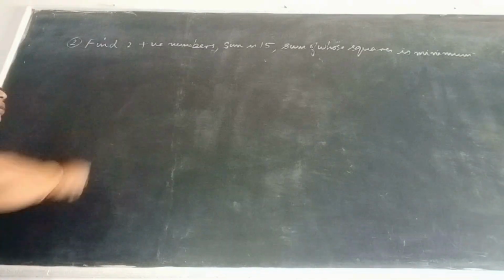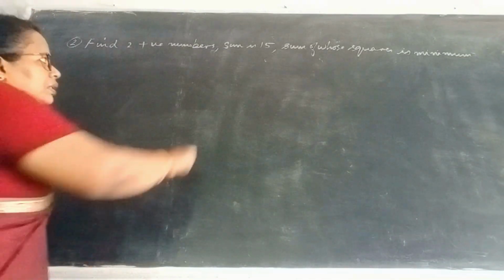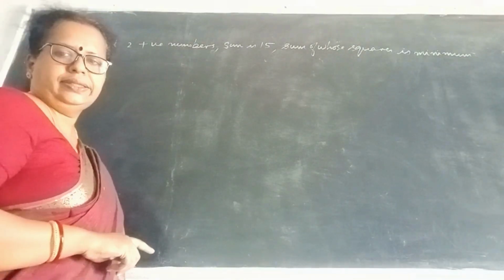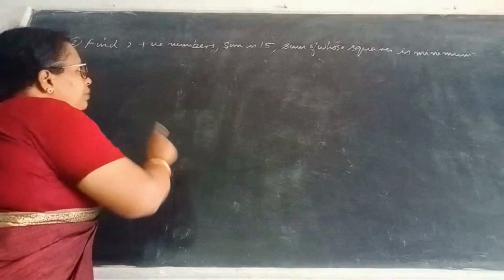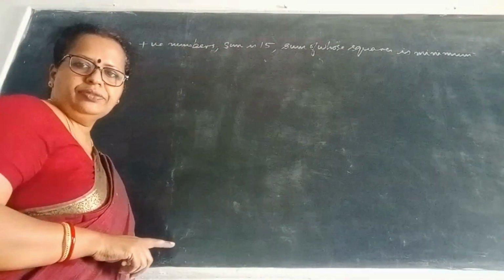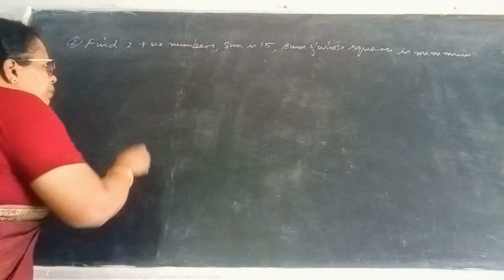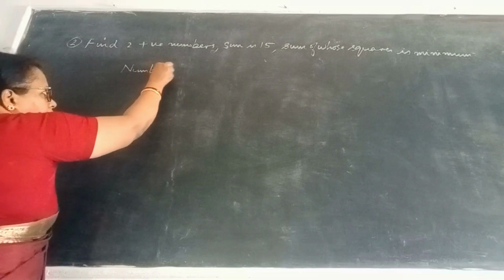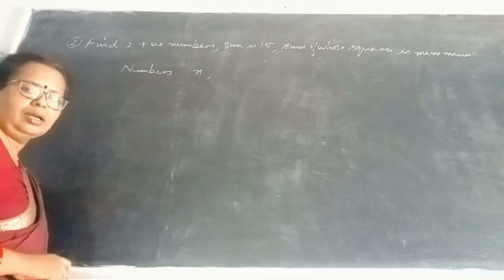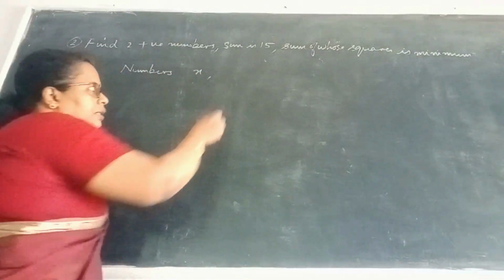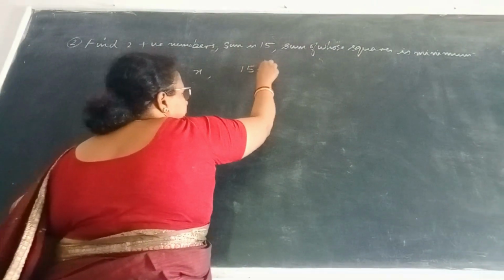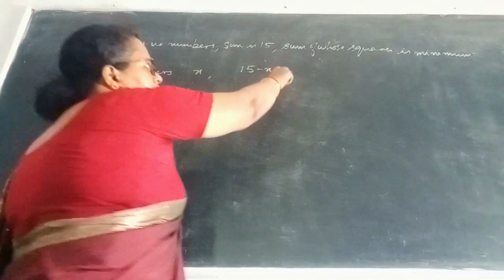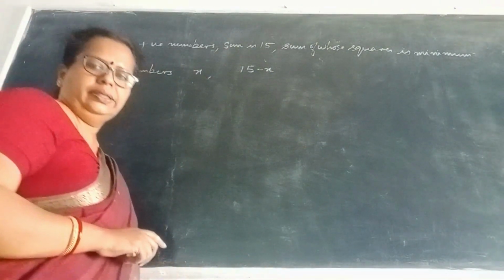Next question. Find two positive numbers whose sum is 15 and sum of whose squares is minimum. So we have to get two numbers whose sum is 15. Let us take one number as x, the unknown number. So one number is x, the other will be what? Sum is 15, so the other number is 15 minus x. These numbers should satisfy which condition? Sum of whose squares is minimum.